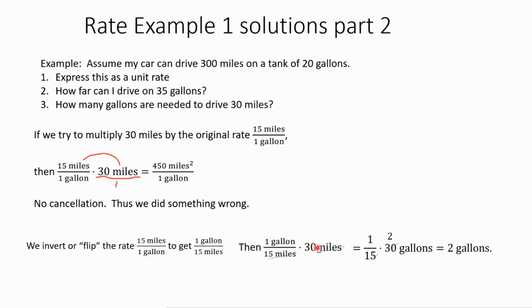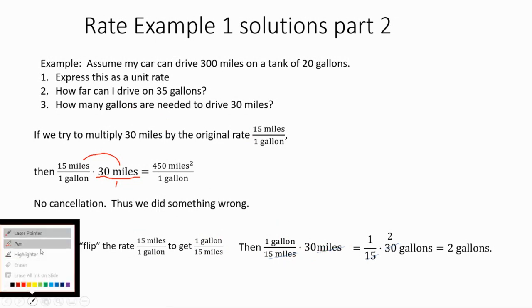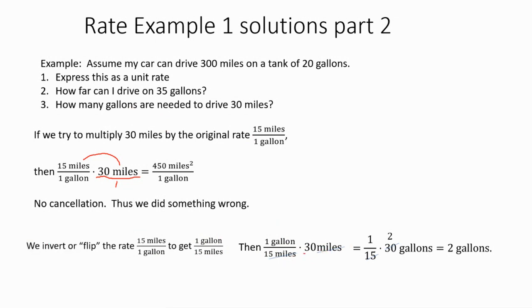And now the units cancel, right? Miles is on top. Miles here is in the denominator. So they are going to cancel. We want our answer to be only gallons. The unit to be only gallons. So we have this. So as you can see, we have this.